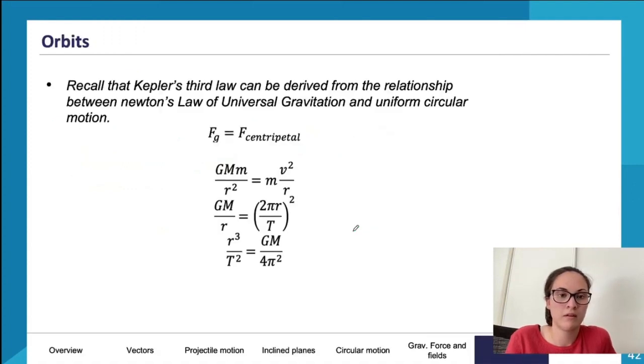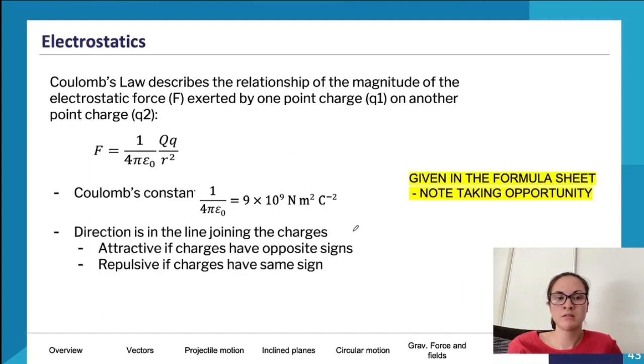Okay, we're going to go on to the next question. But yeah, that formula can be rearranged. This is something worth remembering, that it can be derived from the relationship between Newton's law of universal gravitation and uniform circular motion. So just keep that one in mind.